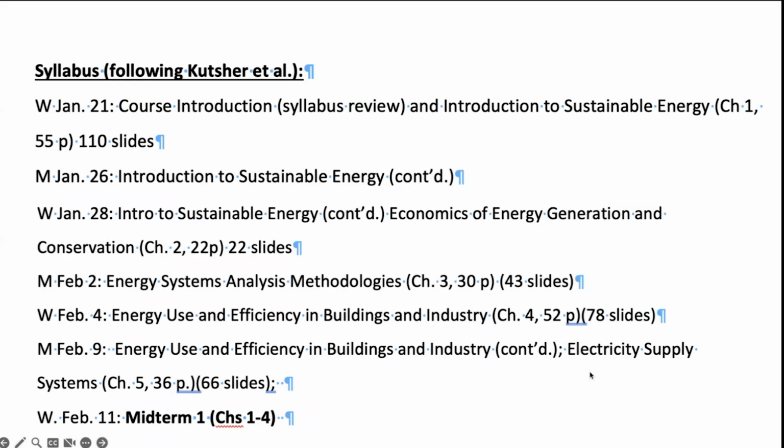Then we have the first midterm, which will cover these first 4 chapters. So you've got quite a bit of time, but if you look here, the number of pages in each chapter is given. 55 pages in chapter 1, 22 pages in chapter 2, 30 pages in chapter 3, 52. So we're looking at maybe 200 pages that you've got till early February to read. So you just have to get to work and don't leave it to the last minute, because it will eat your lunch if you do.